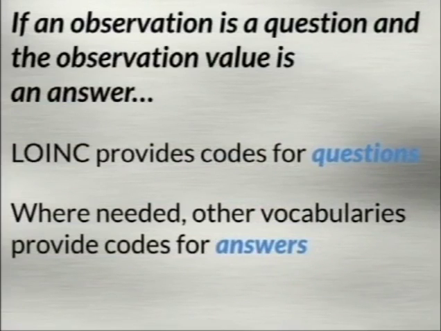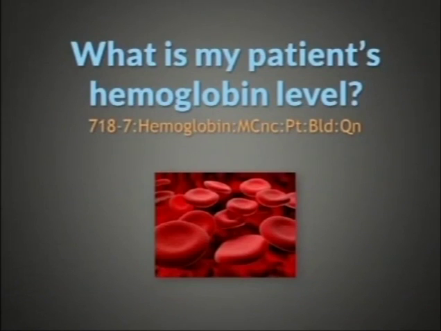One other way to think about what kinds of things LOINC creates codes for is the idea of questions and answers. If an observation or a test is the question, and an observation value or the result is an answer, LOINC is in the business largely of providing codes for questions, and where needed, we point to other vocabularies to provide codes for the answers. For example, in the laboratory context, a question might be, what's my patient's hemoglobin level? There's a test to measure that, and it's represented by a LOINC code for a hemoglobin measurement.